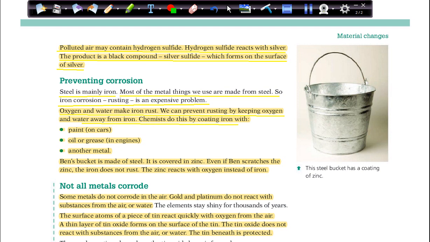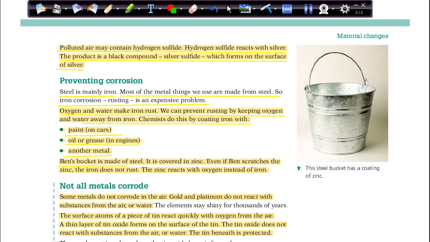Chemists do this by coating iron. So we need to coat iron. How can we coat iron? We can paint in cars. We can oil or grease in engines. Grease is something like wax, or very thick oil. We can use it in engines, and we can use another metal. So we can cover this steel with another metal that could corrode easily. In this case, it could corrode and prevent corrosion of the steel itself.